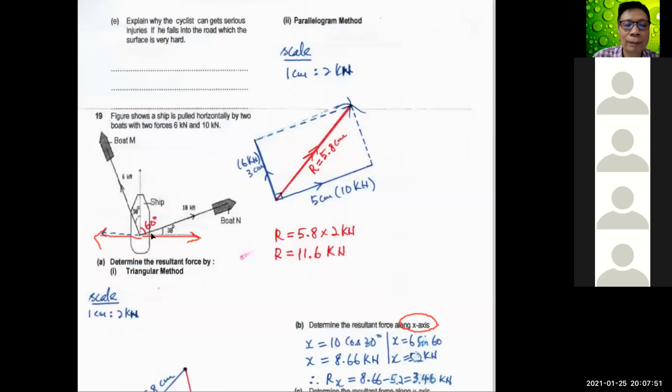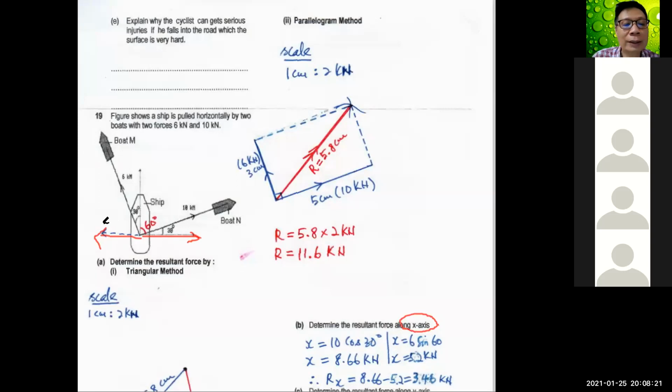So for this one, the x-axis is here, 10 cos 30, so here is 8.66. Whereas for this one, because the angle 30 is here, this one becomes sine and this one is cos. So 6 sine 30 is this one. Since the given angle is here, this one should be cos. 6 cos 30 is here, then this one is 6 sine 30.